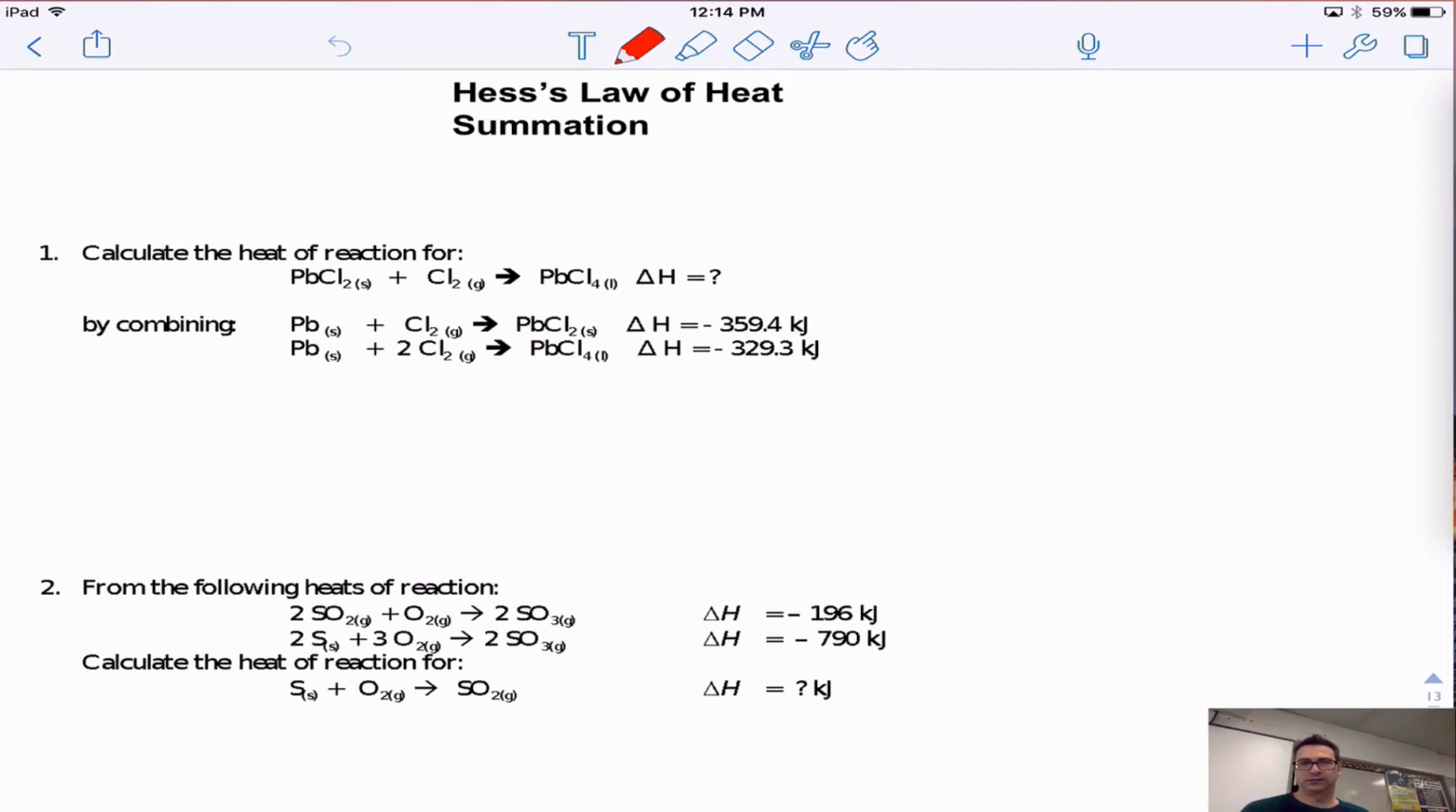Everyone, so today we're going to talk about Hess's law of heat summation. What Hess's law of heat summation really talks about is how you can take delta H's, or changes in heat, from different reactions, and you can add those reactions together. You can sum them up, and you can also sum up their heats and get a total heat of a reaction.